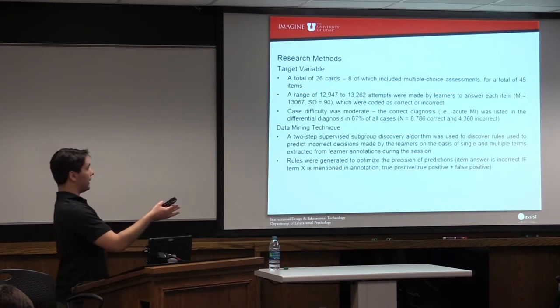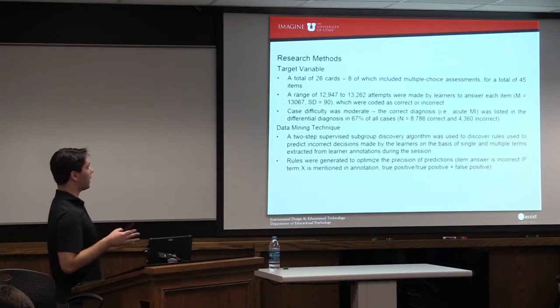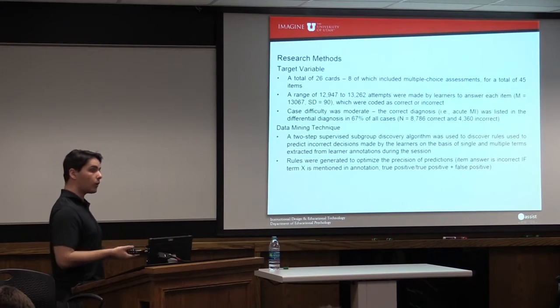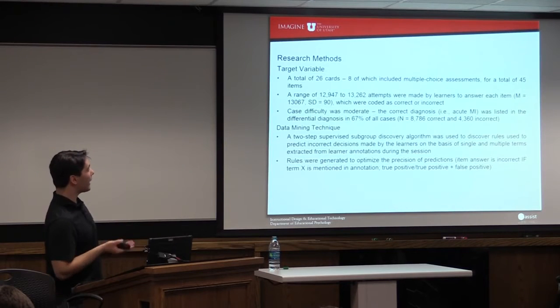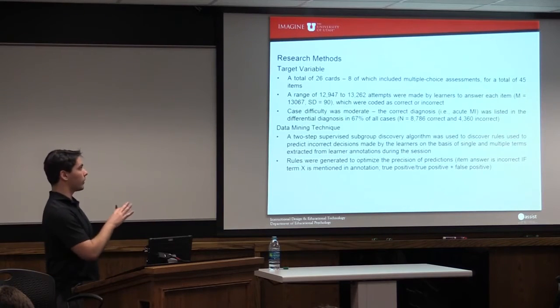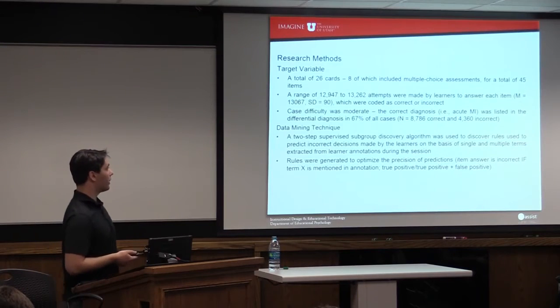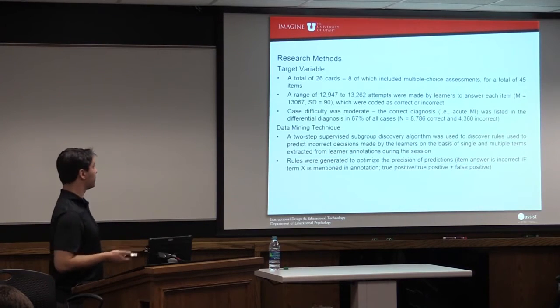So looking now at our data set, we had to work with a range of about 12,947 to 13,262 attempts that were made by learners to answer each of these items. And we coded these items as to whether or not they were correct or incorrect. Now, on average, the case difficulty was moderate. That type of diagnosis is very common. We found that acute MI was listed in the differential diagnosis in about 67% of all cases.